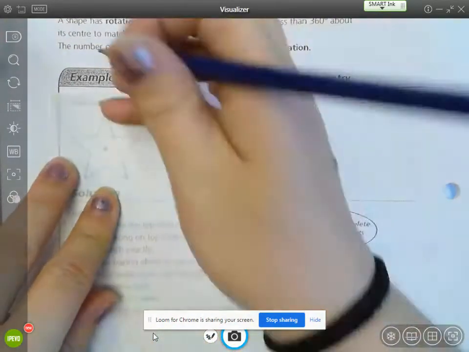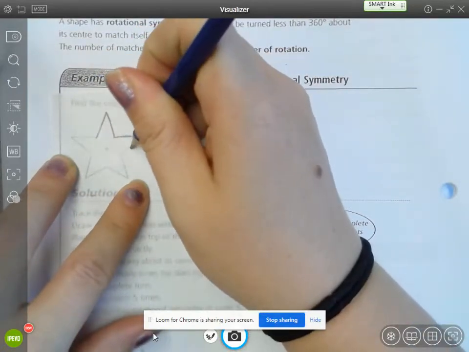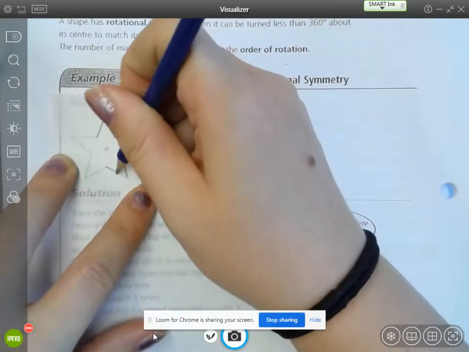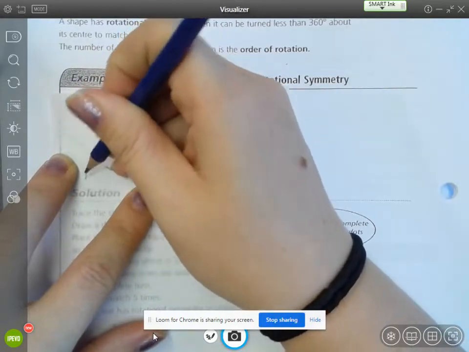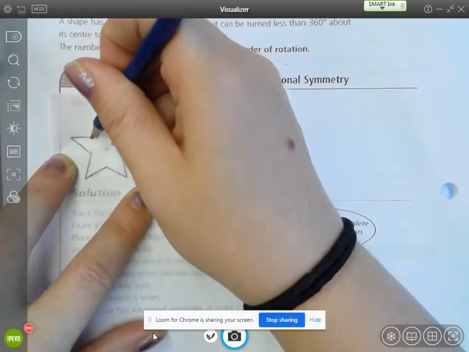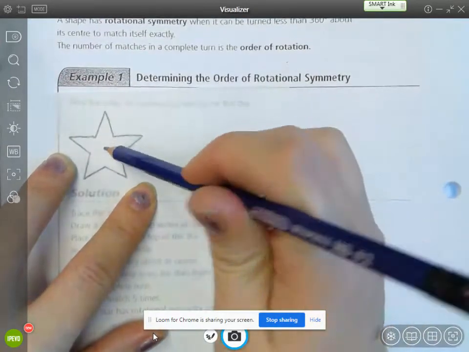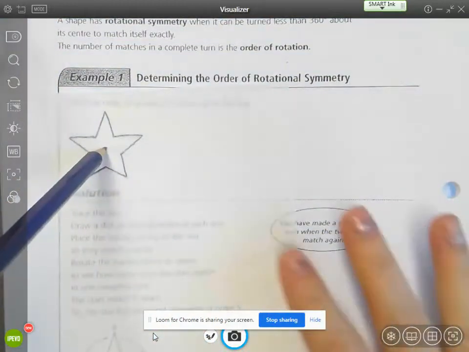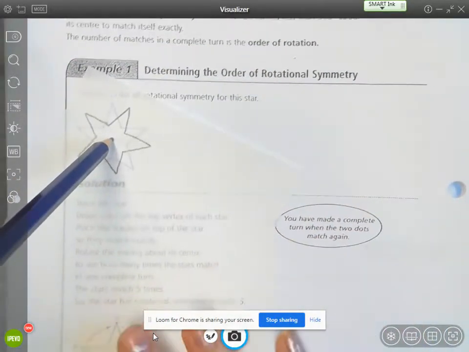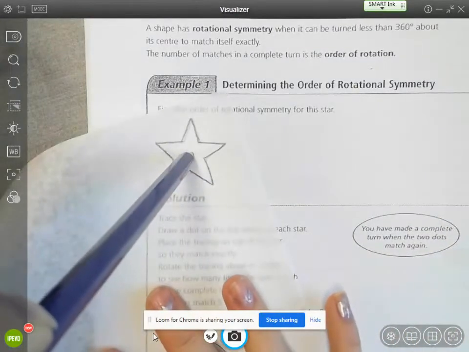And so I have trace paper to kind of show you guys exactly what it is that I am talking about. Though at home you guys may not have access to this, so if you have just plain white paper that you can use to trace, or you're just going to actually have to practice your visualization skills. So if I were to spin this paper to see how many times this would land exactly on itself, I would say that it matches here.